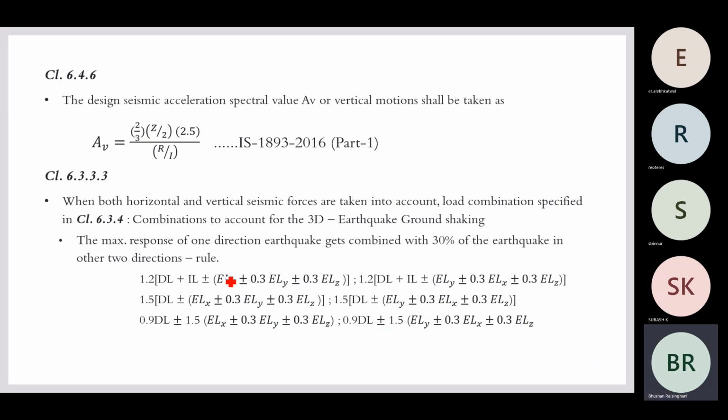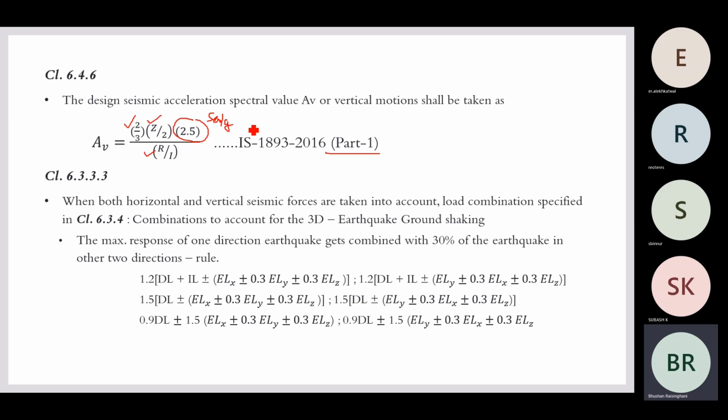Now, as per the code, what should be the vertical earthquake for buildings? Part 1 is for buildings, so we are considering buildings only right now. It is 2/3 of Z/2 and I/R, and 2.5 is Sa/g.